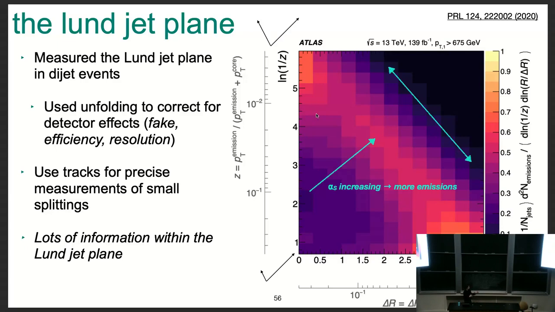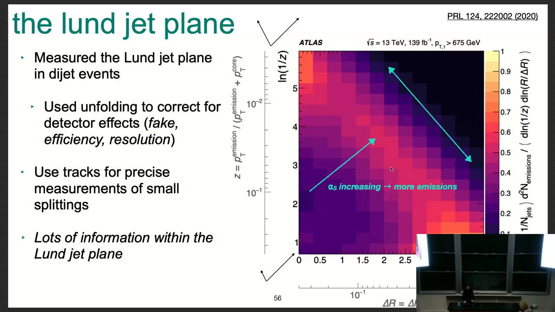You'd expect that along these perpendicular lines the amount of emissions should be relatively flat across the space, which is essentially what we see. You see this diagonal stripe here, though there are some differences in the corners. And as the strong coupling constant increases, you have more emissions until a point, and this point is where hadronization occurs.